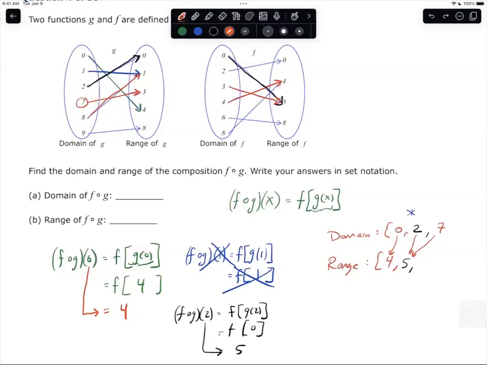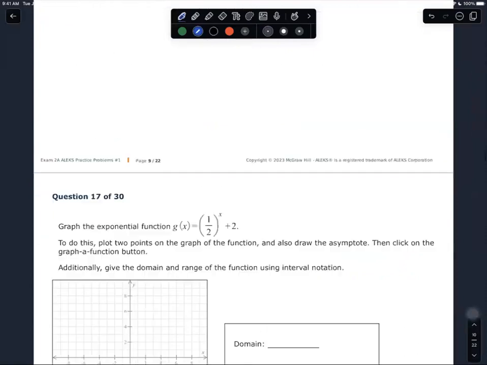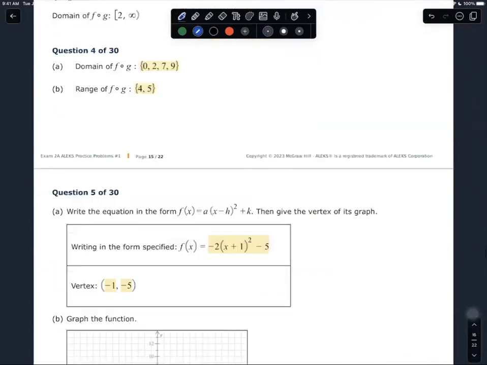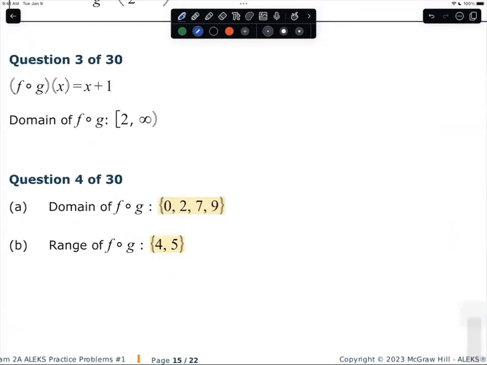Okay, so then the last one, 9. 9 gets sent to 8 by g. 8 gets sent to 4. So then 9 is part of the domain. And then 4 was part of the output value. So here are the domain and range. You really just have to walk through each of those. The domain is 0, 2, 7, 9 and the range is 4, 5. Good.